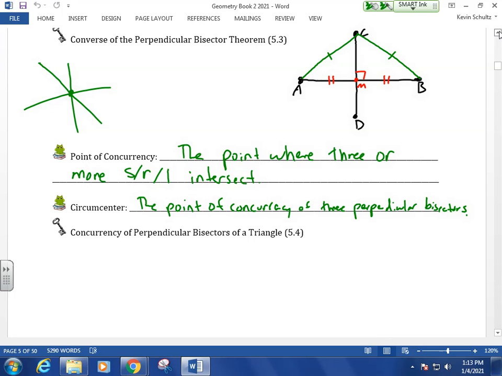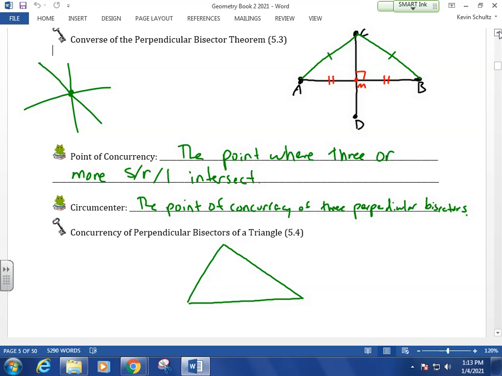And thus we have Theorem 5.4, which is the concurrency of perpendicular bisectors of a triangle. Okay? This is where, if you've got a triangle, so we'll draw one out here. Try not to make it isosceles or anything. Kind of extend that out a little bit further there. Okay. The 3 perpendicular bisectors of that triangle will intersect at a point called the circumcenter.